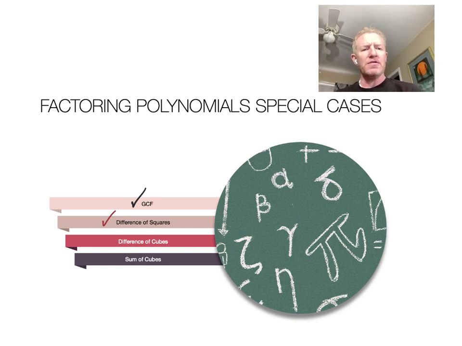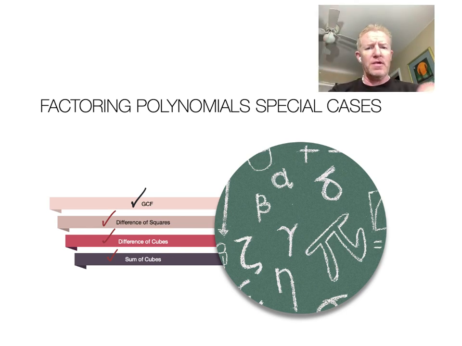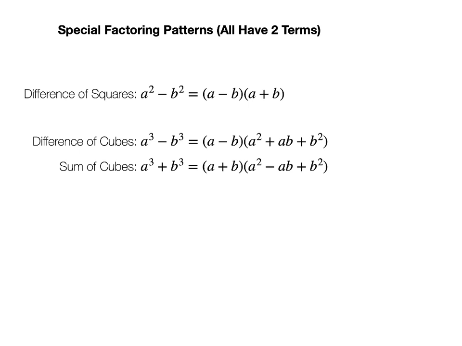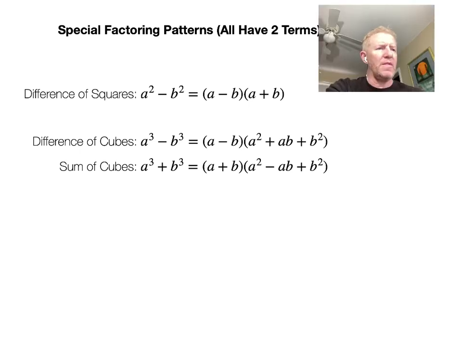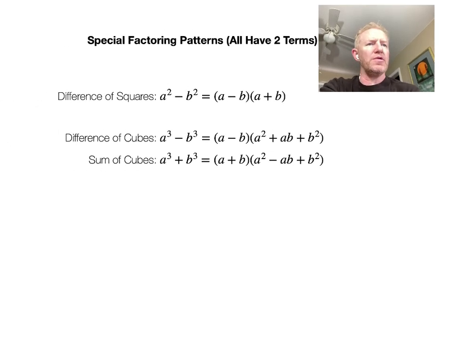Okay, and we got the difference of squares, difference of cubes, and sum of cubes. And when you see these, they're going to be rather intimidating looking, but don't panic or anything. We'll work through many examples and make sure we can all handle it. So let's take a look first. So on this slide, we've got the 3 different special formulas. You can see up here that all of these have 2 terms in them.